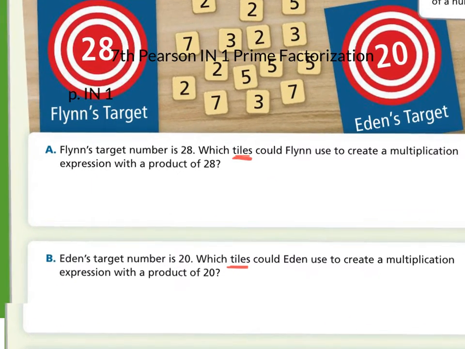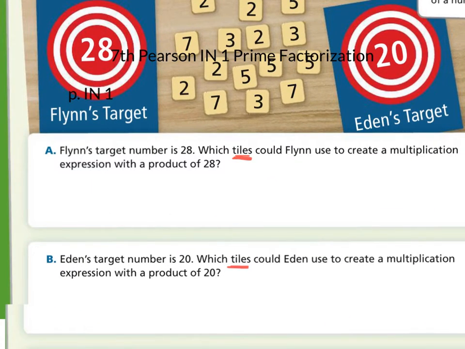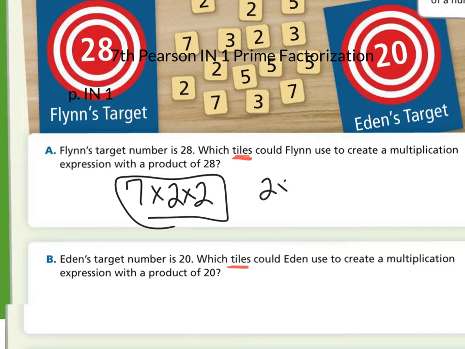So part A, it says Flynn's target number is 28. Which tiles could Flynn use to create a multiplication expression with a product of 28? So one way to do this, we could do 7 times 2 times 2. We could do the order differently, like if you said 2 times 2 times 7, or 2 times 7 times 2, okay? We'll consider that pretty much to be all the same. So some combination of a 7 and 2 2's being multiplied together to get 28.